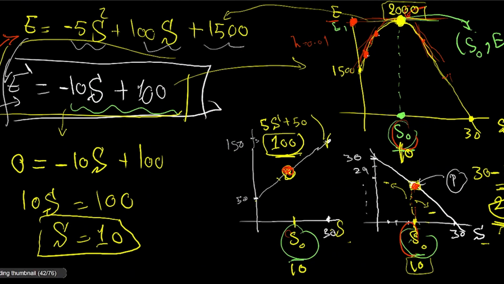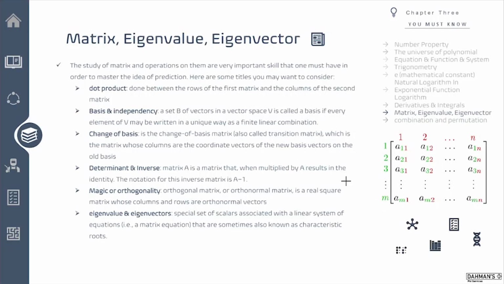Now, by the end of this section, we are ready to move to the next important outline, and it's to understand the meaning of matrix, eigenvalue, and eigenvectors. That's exactly what we're going to do next.